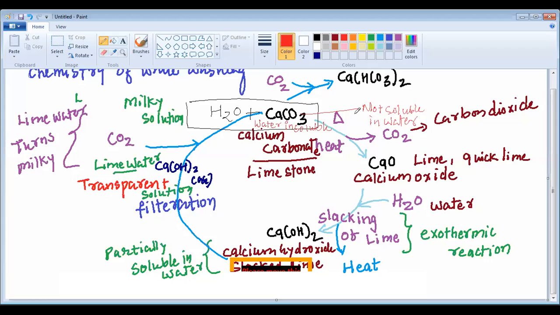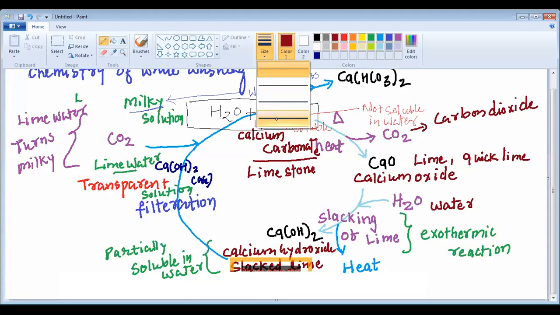So this substance is white in color. It has got white color. And that is why the solution looked milky. The solution looked milky due to the white color of the calcium carbonate. But when we pass the excess of carbon dioxide gas, we get calcium hydrogen carbonate.